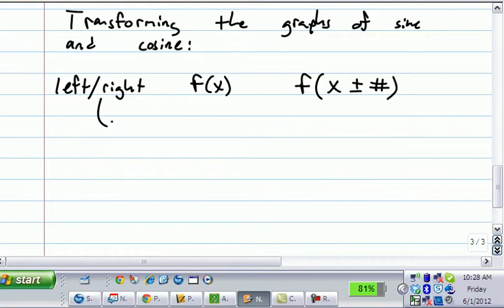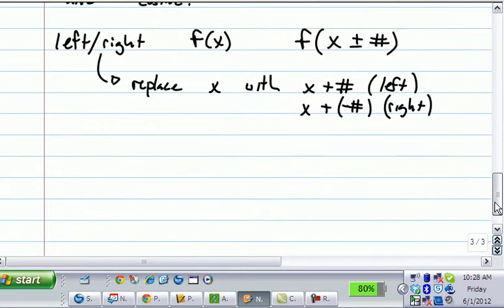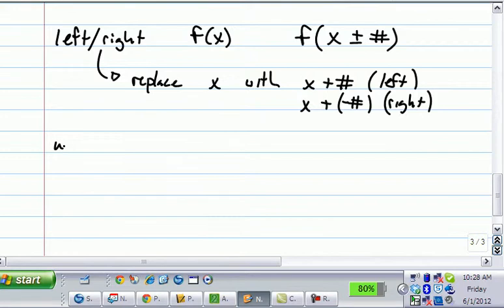So this whole left, right, that was a replace x with x plus a number. That'll take you left or right. I guess if it's x plus a positive number, it'll take you left, or x plus a negative number, that'll take you right. Nonetheless, you got left and right. Replace x with x plus or x minus something.